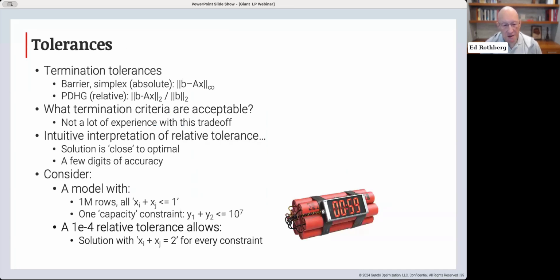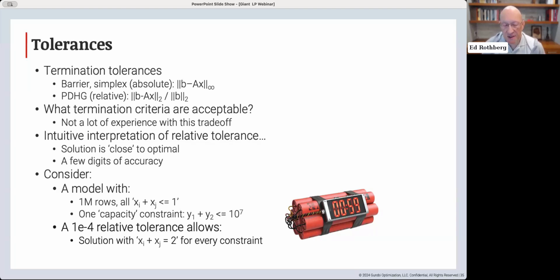So let me take a step back, and say a few more words about termination tolerances. When it comes to barrier and simplex, the termination tolerance is, and pretty much always was, the infinity norm of b minus Ax. So the largest violation of any constraint in absolute terms. And the magic number that has been used for probably 40, 50 years is 10 to the minus 6. So we're looking for a 10 to the minus 6 largest violation of any primal constraint, dual constraint, complementarity, what have you. In PDHG, what's emerging as the traditional termination criteria is the relative 2-norm tolerance. So the 2-norm of b minus Ax divided by the 2-norm of b. And, as is probably apparent, this can be a lot bigger than the absolute tolerance.